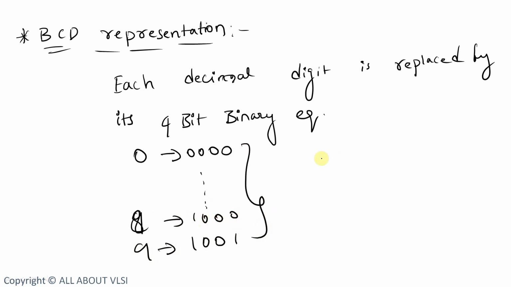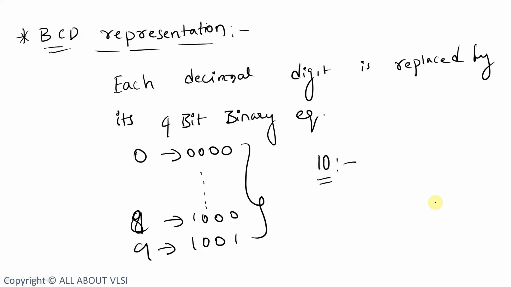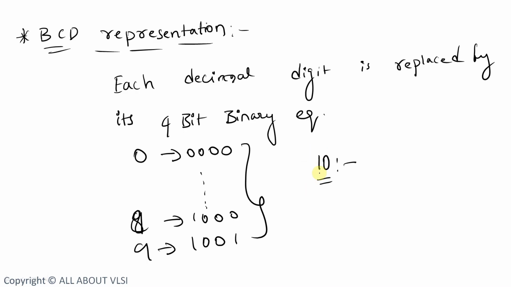Now what is the BCD code for 10? Can anyone tell me what is the BCD equivalent of the number 10? Anyone has the answer 1010? Okay, please don't make this mistake. 10 is not 1010. 1010 is a normal binary representation. If you want to represent this decimal number in BCD, then you need to represent each and every digit with its binary equivalent, so that is nothing but 0001 0000. For 11 it is 0001 0001. This is how you are going to represent your BCD numbers.